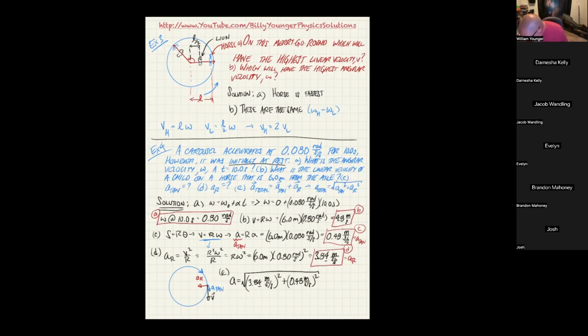And we would get, in fact, 3.84 squared plus 0.48 squared gives me the square root of 14.976. And that's meters squared per second to the 4. Okay. And that gives me, once I take the square root, 3.86. Actually, that's technically 3.87. I have to round it up because the next digit was 9. So that's 3.87 meters per second every second. And that's the total acceleration, which is part E. So anybody have any questions about that part?